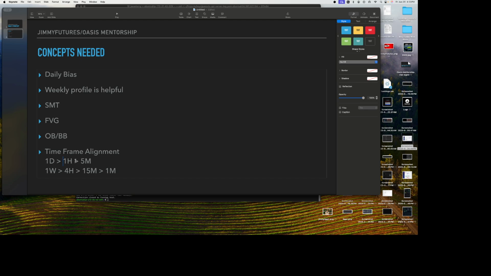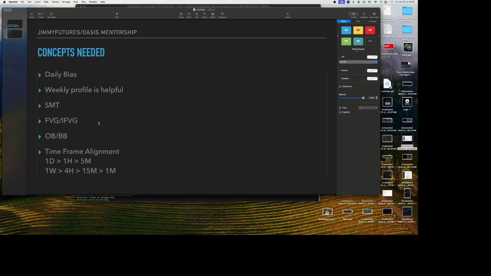Ideally, you want to get a 1 hour. And if it's an hourly level, then you want to get a 5-minute. If it's a weekly level, you want to see a 4 hour. If it's a 4 hour level, you want to see a 15-minute reaction. If it's 15, you want to see a 1-minute reaction. Okay, that's time frame alignment. So study these concepts: daily bias, SMT, fair value gap, inverse fair value gap, order block, and breaker block. And everything will start to make sense to you.